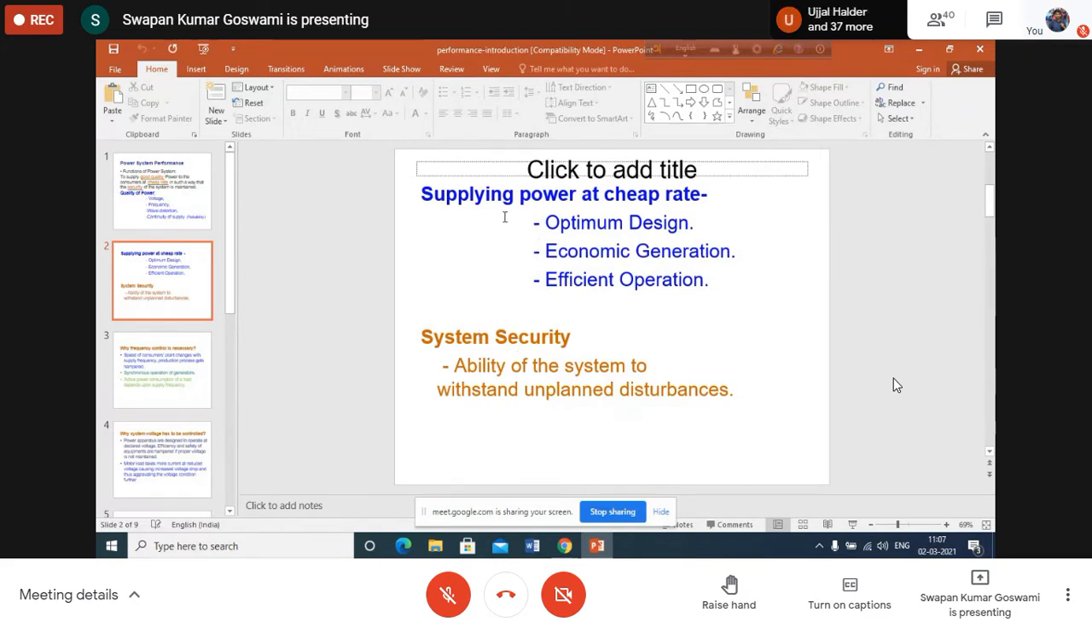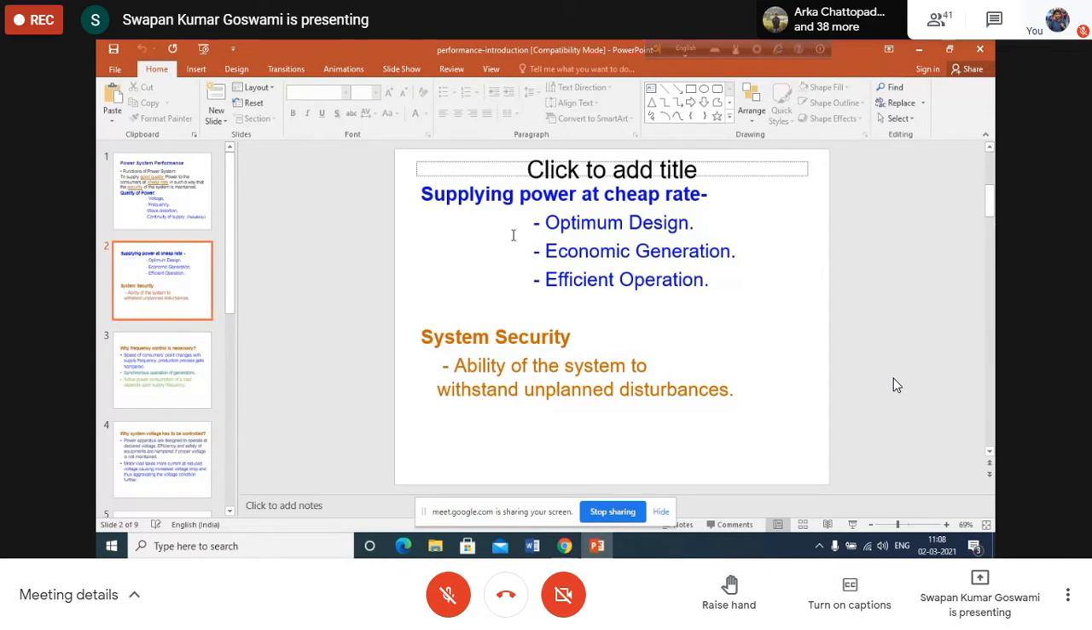Now let us come to the second point, supplying power at cheap rate. How can you supply power at cheap rate? Obviously, your total investment in the power system has to be lower. That requires that the design of the power system has to be optimum. Whenever you are designing a transmission line or any equipment, generating equipment, or transformer, the total transmission, generation, and distribution system has to be designed and operated in an economic way. So the design of equipment related to power supply and distribution should be optimally designed.